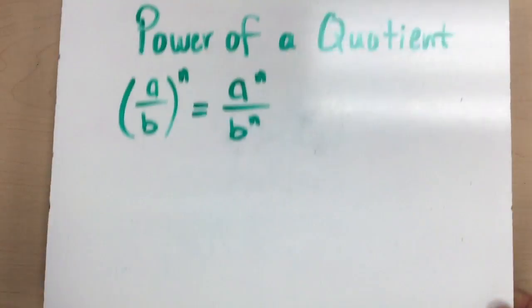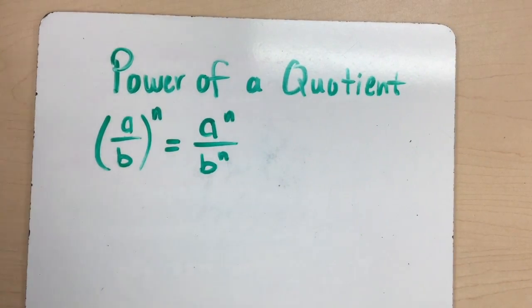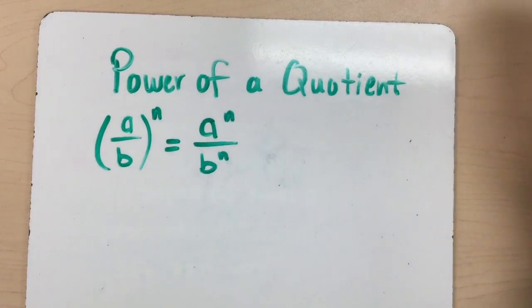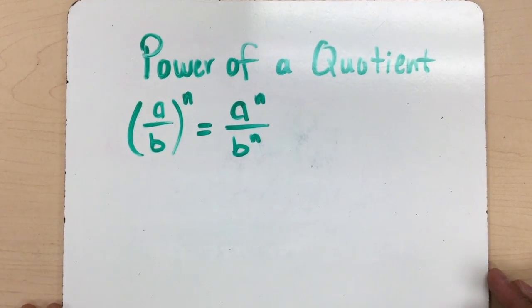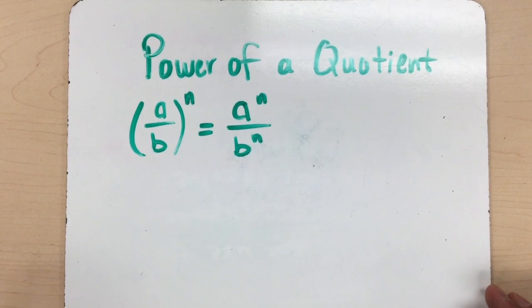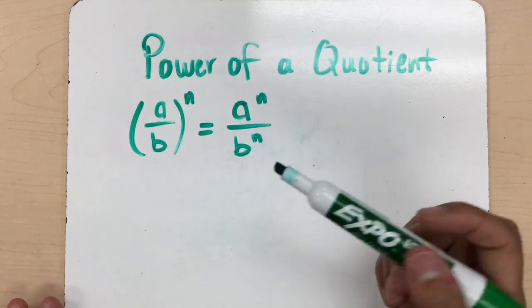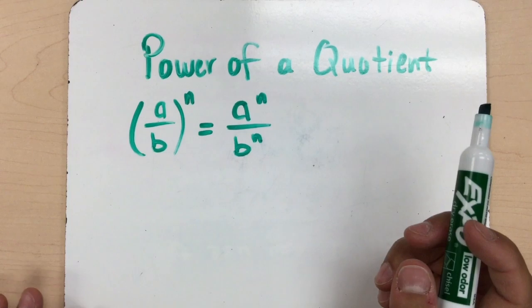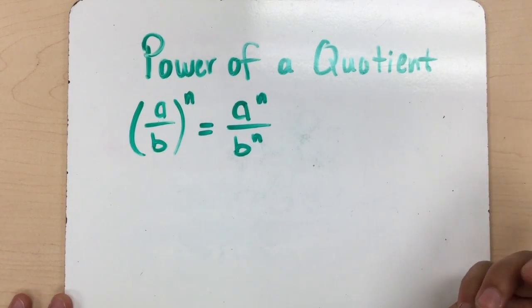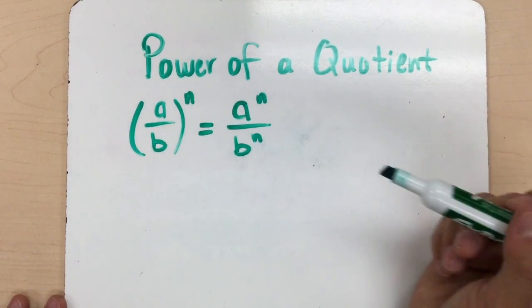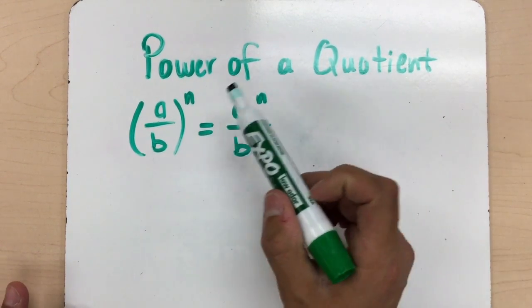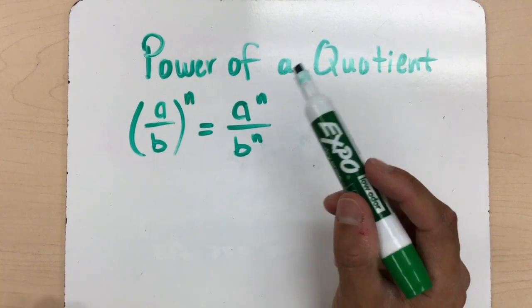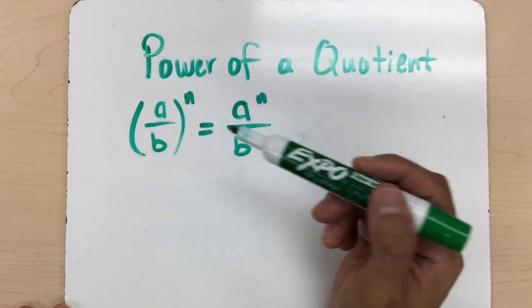So next we're looking at the power of a quotient law. The power of a quotient law is very similar to the quotient of powers, and also very similar to the law we just looked at, the power of a product. With the power of a product, remember that we were multiplying our bases, and we had to distribute our exponent into the base. With the power of a quotient, it's very similar, but instead of multiplying my bases, a and b, I'm dividing my bases, a and b.